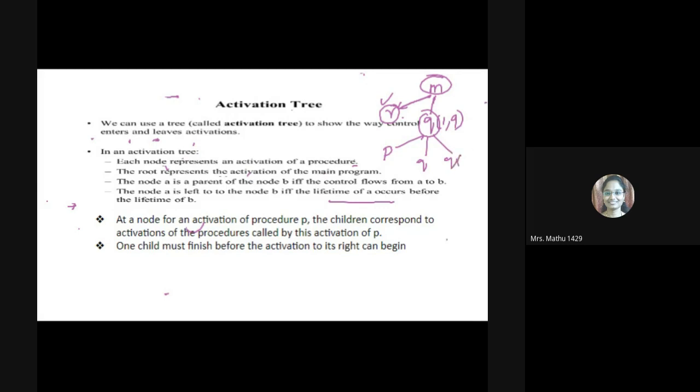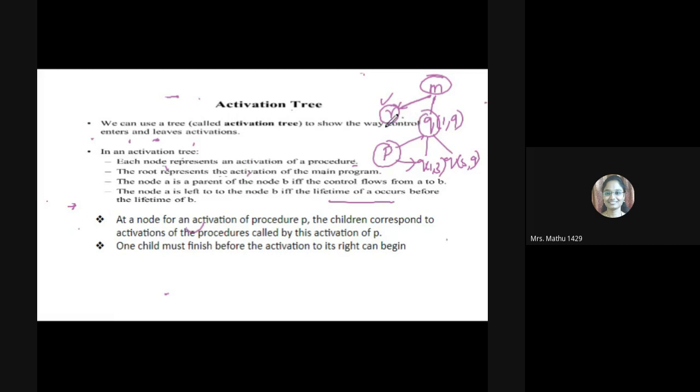Here also, again another quicksort from 5 to 9, 1 to 3, and so on. So one child must finish before the activation to its right can begin. The partition should finish first, then it should start with the quicksort of 1 comma 3. Once it gets finished, it moves to the next child. So all these siblings will be going from left to right order.